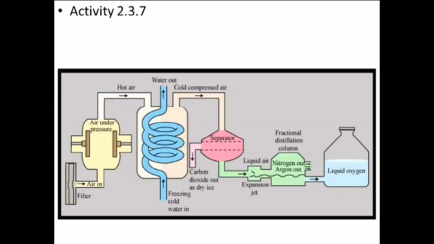First of all, we study the flow chart. Air is compressed and cooled by increasing pressure and decreasing temperature, and gets converted into liquid air. It is allowed to warm up slowly in a fractional distillation column. The gases get separated at different heights. In this, you can see the proportion of the gases in air as well as their boiling points.